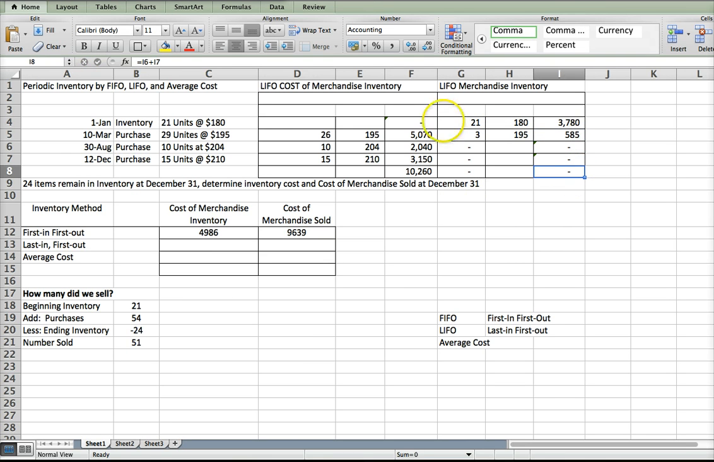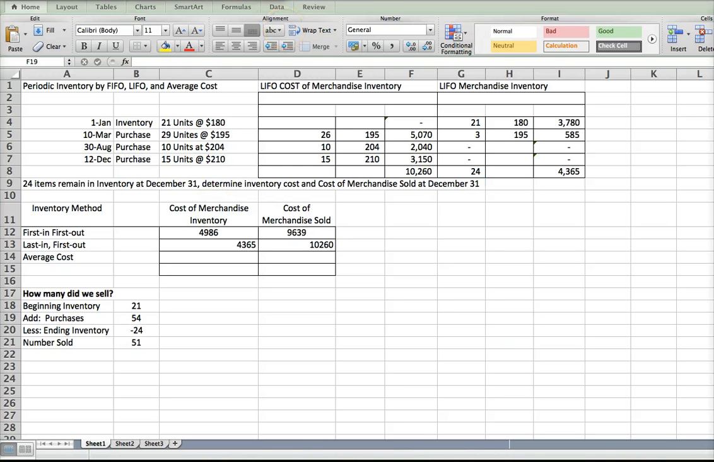So the total amount in our inventory using the LIFO assumption is going to be $4,365, and I'd just like to double check myself here. If I sum up my quantity in inventory, I still get 24, which is what I needed to have because it told me that I needed to have 24 items remaining. And so that is how the LIFO is done.